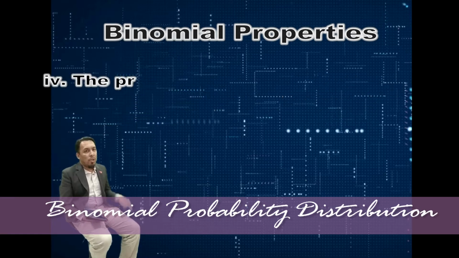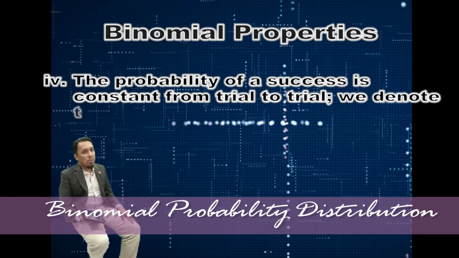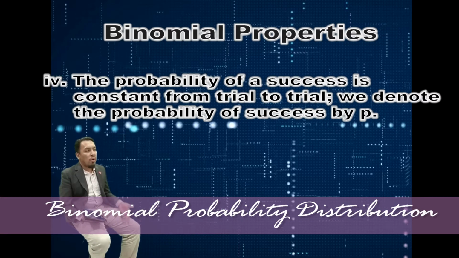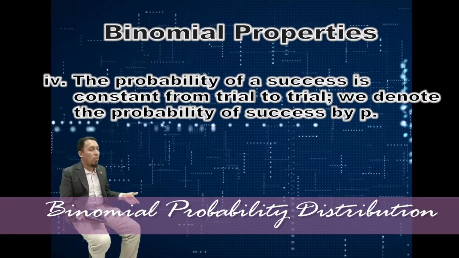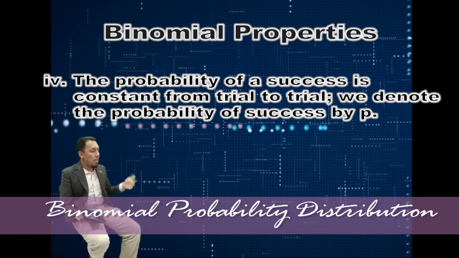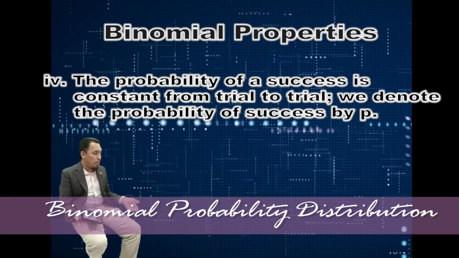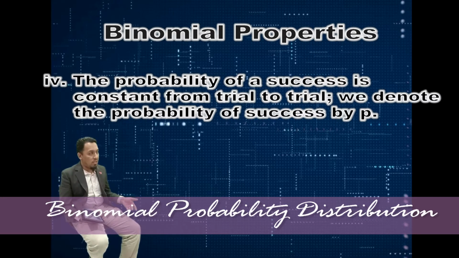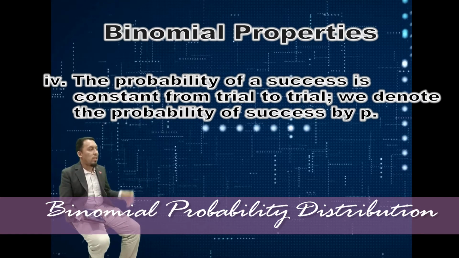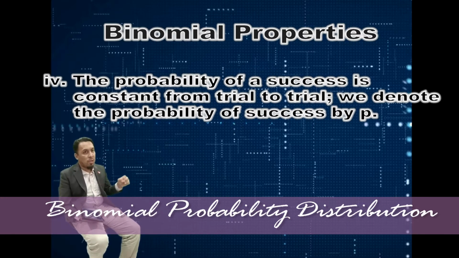And lastly, the probability of success is constant from trial to trial, right? We denote the probability of success by P. P will be the probability for success, or the probability of the thing that you are interested in looking at. So the probability should be constant. So let's say on the first trial, the first observation or the first experiment, you have 0.5 as the success rate. Then when you conduct the second and third trial, the probability should be constant, should also be 0.5.